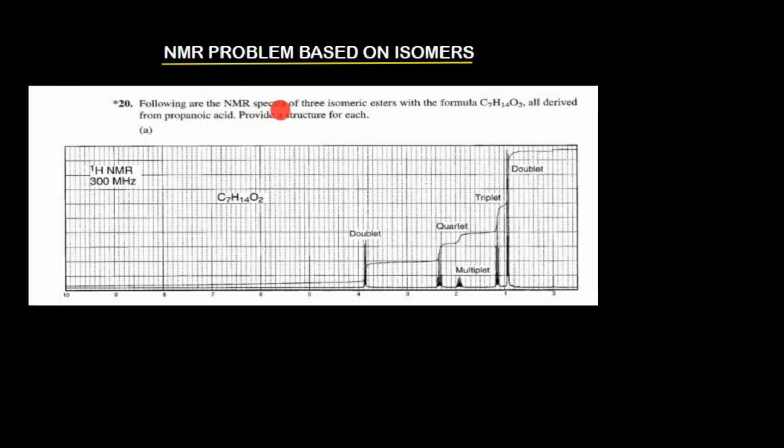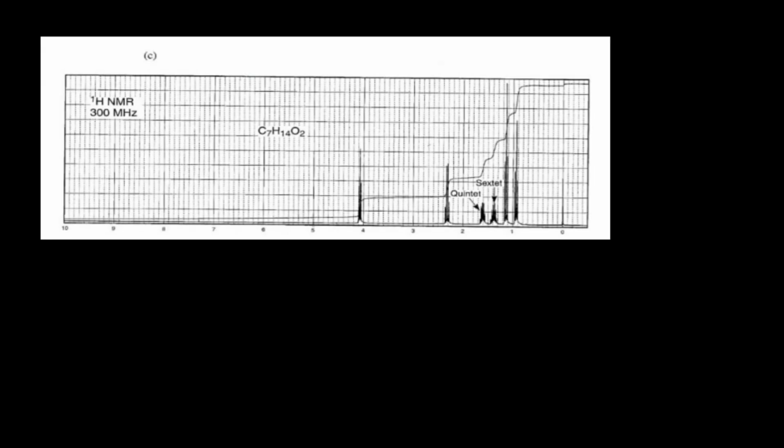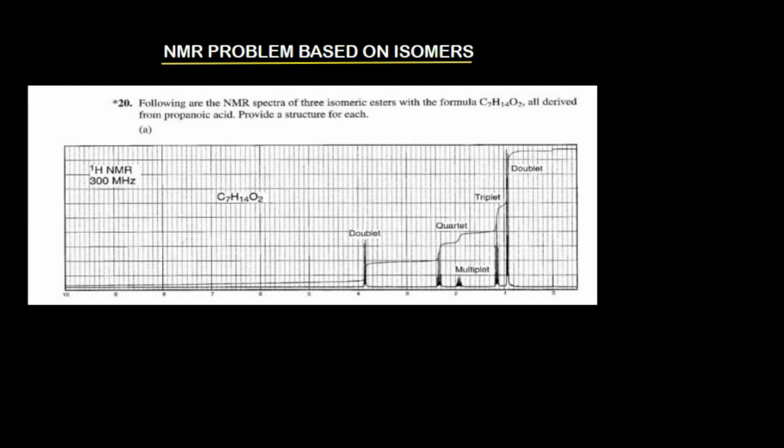Following are the NMR spectra. Only one is shown here; the rest two are present on different slides. So following are the NMR spectra of these three isomeric esters with the formula C7H14O2, all derived from propanoic acid. Provide a structure for each of the following.